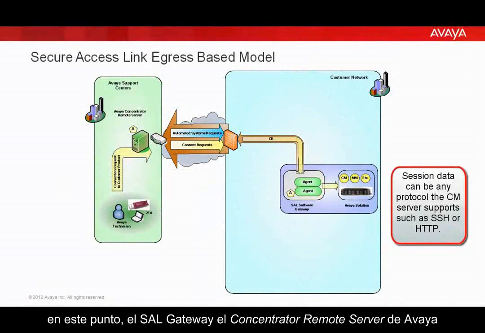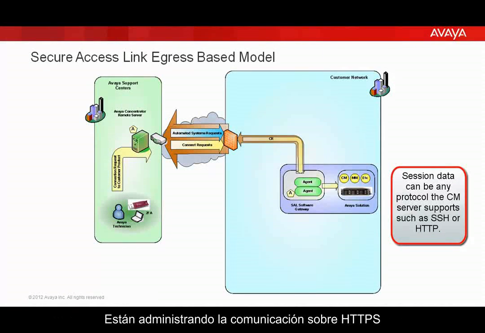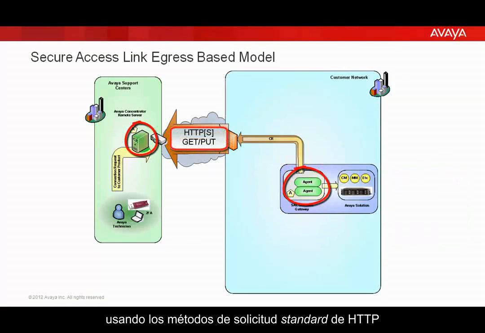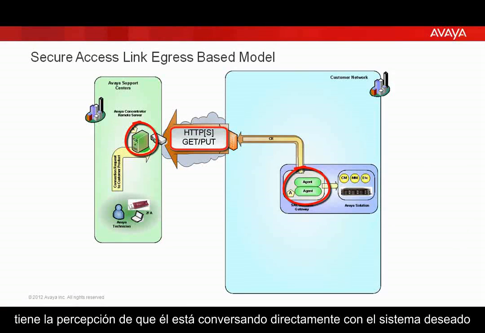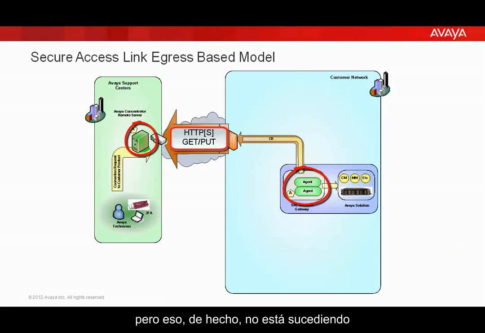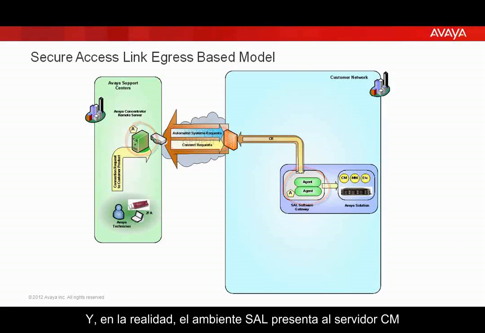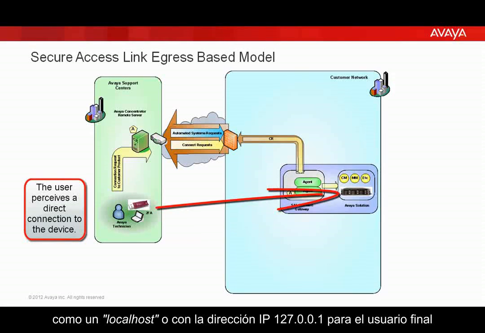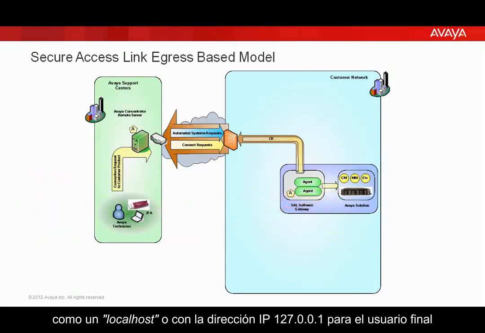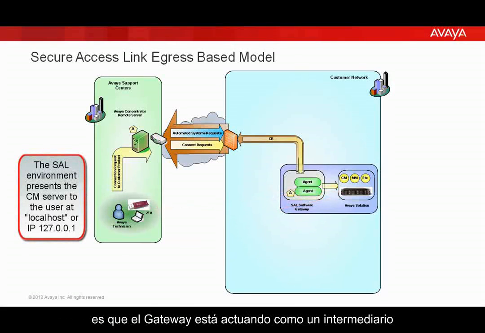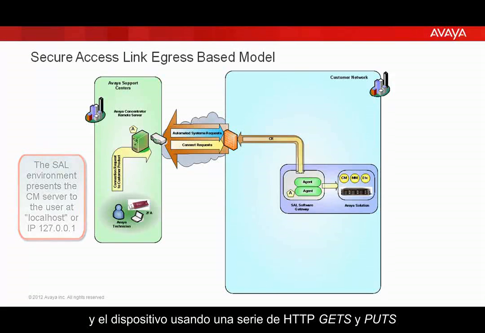At this point, the SAL gateway and concentrator remote server at Avaya are managing this communication over HTTPS using standard HTTP request methods, primarily GET and PUT. The user, on the other hand, has the perception that they are conversing directly with the desired system, though this in fact is not occurring, and in actuality, the SAL environment presents the CM server as a localhost or IP address 127.0.0.1 to the end user. What's really happening is that the gateway is acting as the in-between, managing all bidirectional communication on behalf of the user and the device using a series of HTTP GETs and PUTs.